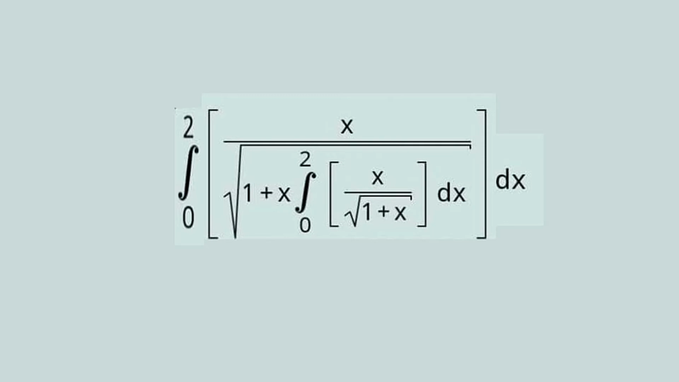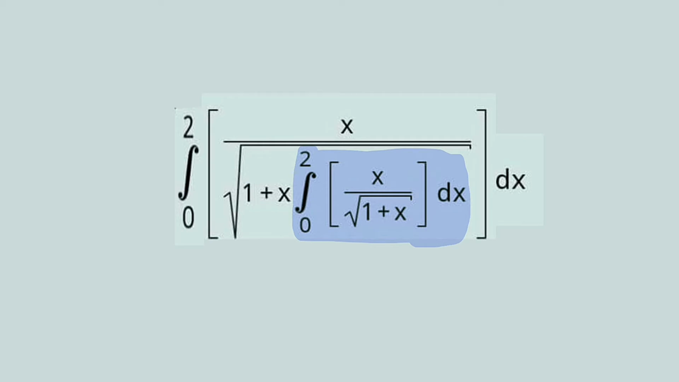We are given the integral from 0 to 2 of x divided by the square root of 1 plus x, multiplied by the integral from 0 to 2 of x divided by the square root of 1 plus x dx, all dx. So we are going to begin with the integral from 0 to 2 of x divided by the square root of 1 plus x dx. Whatever we obtain, we then multiply by the x outside.